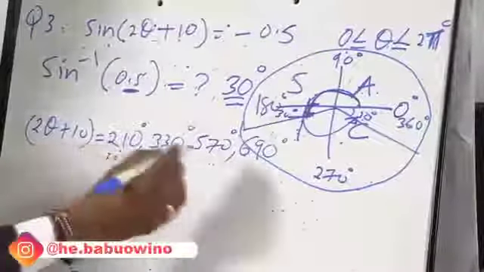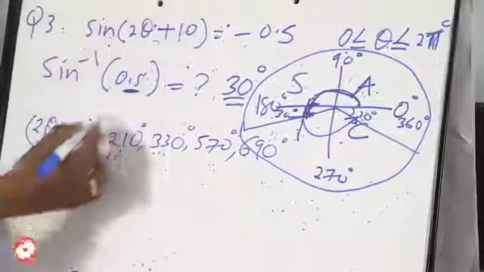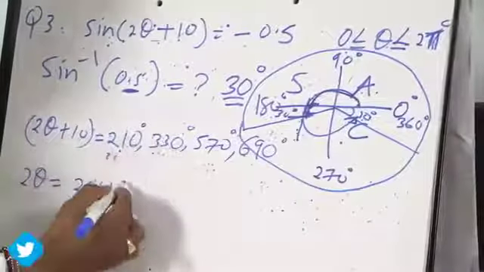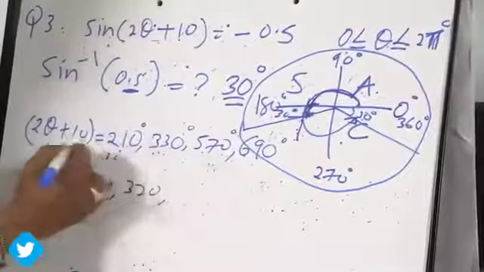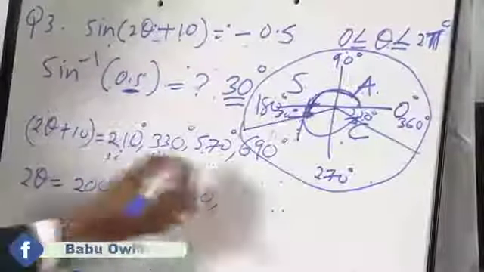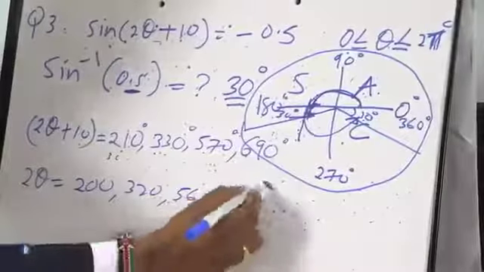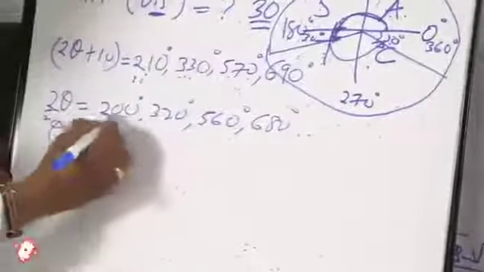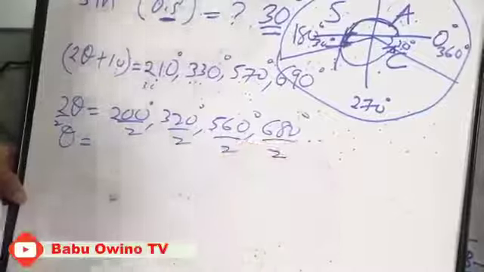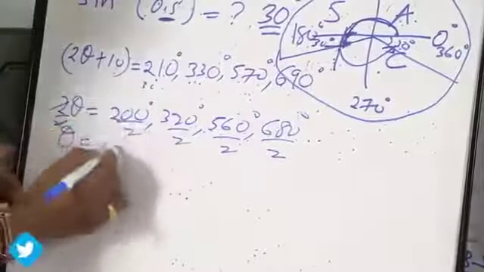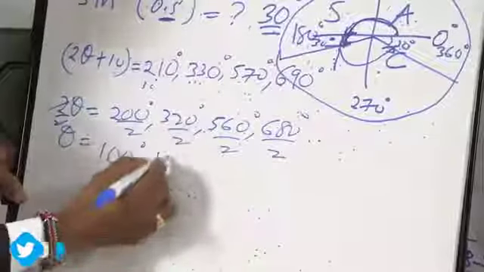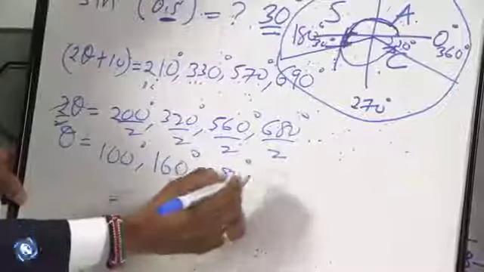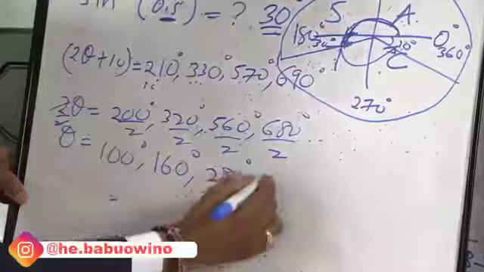Therefore, when we open this, we get 2 theta equals, when 10 crosses the other side, 200, because it is 210 minus 10. 330 minus 10 is 320. 570 minus 10 is 560. And finally, 690 minus 10 is 680. They are in degrees. Therefore, theta is equal to, divide everything by 2, 2 into 200, 100 degrees. 2 into 320 is 160 degrees. 2 into 560 is 280 degrees. And 2 into 680 is 340 degrees.